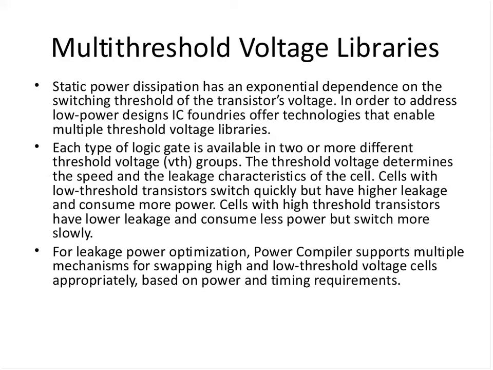So for a typical big block, a typical cell distribution should look like this. About 80% of the cells would be high VT, because a similar number of paths would be either easily met or low frequency. About maybe 15 to 17% would be standard VT, and very few cells, maybe 3%, 5%, or even lower, even 1%, would be low VT, because low VT would only be used in very highly timing critical paths.